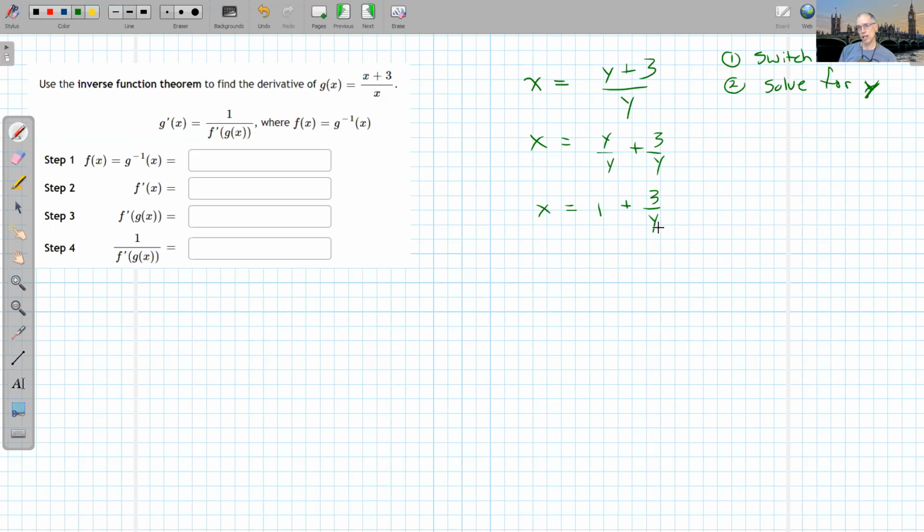So now I only have one y hanging out. So then I'll subtract the 1 to the other side. And then I can flip both sides so that it can be 1 over x minus 1 equals y over 3. And then I just multiply the 3 to the other side. So I get y equals 3 over x minus 1. So that would be the inverse function. So this is what we're calling f of x, which is also g inverse of x. So I now know g inverse of x.